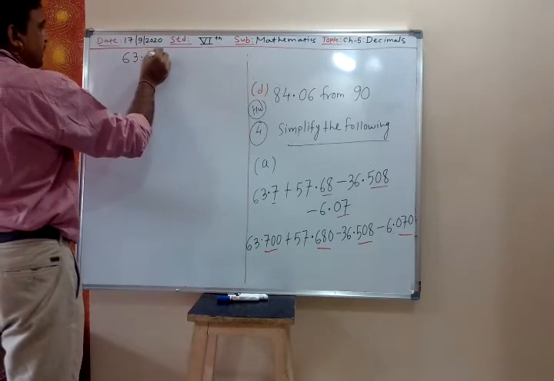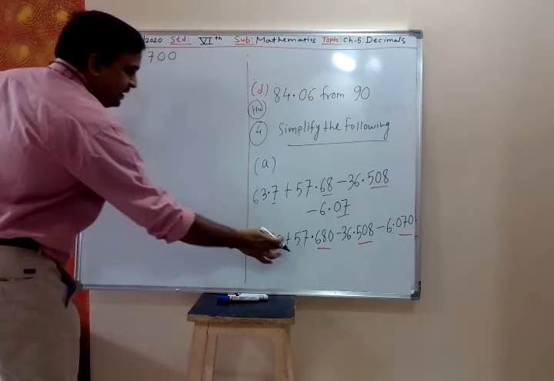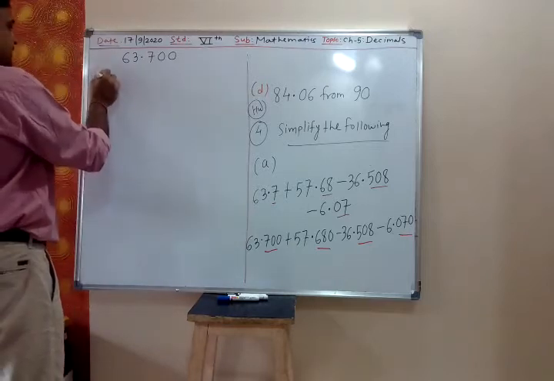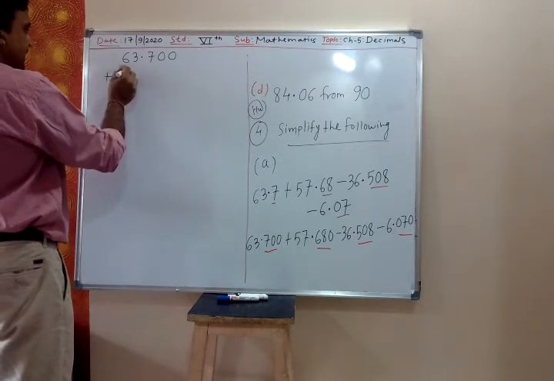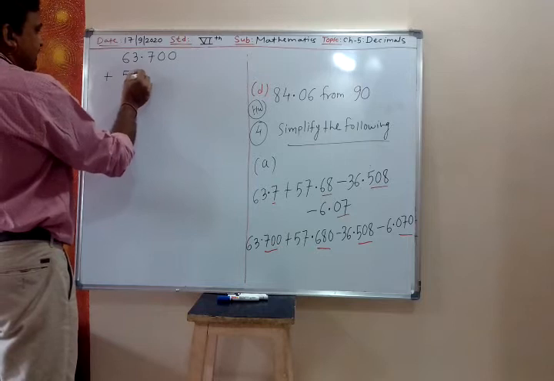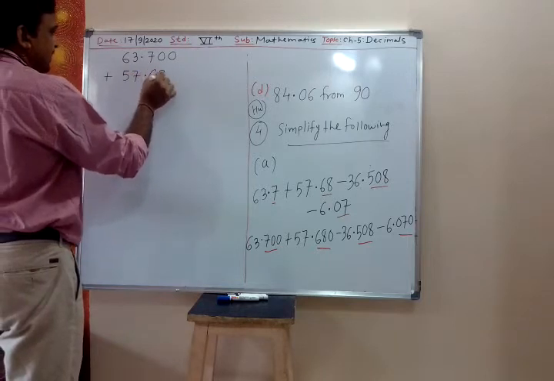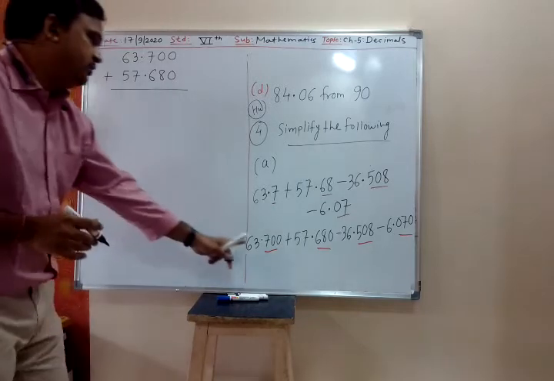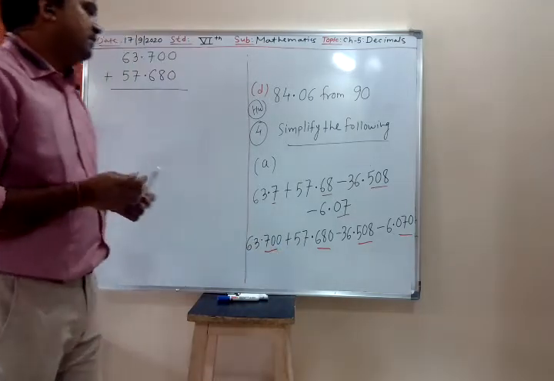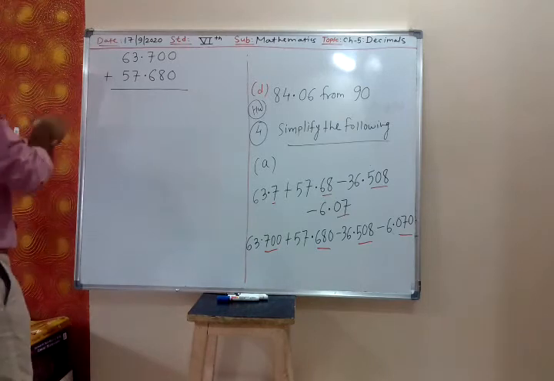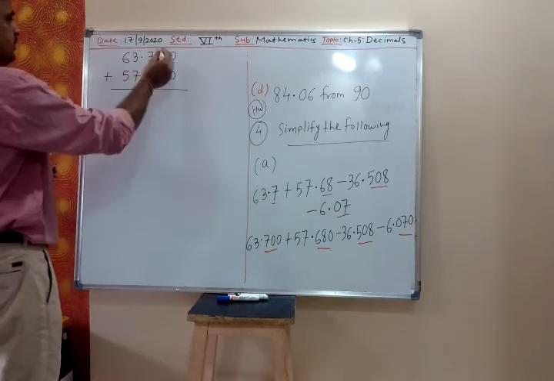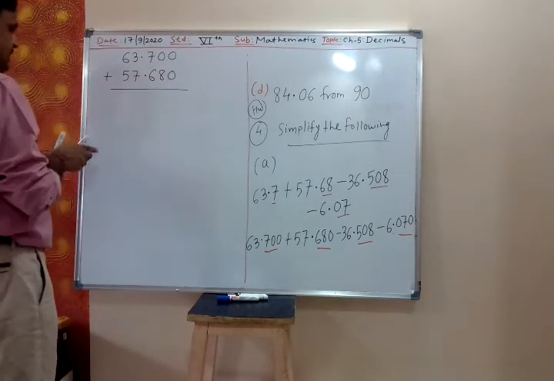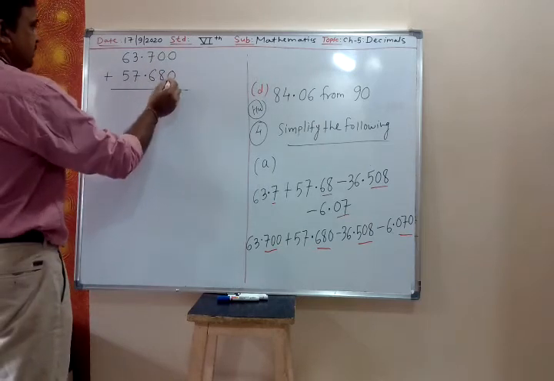63.700, then plus, we write plus sign, 57.680. So plus sign means you have to add. First you have to solve these two. So 0 plus 0 will be 0.